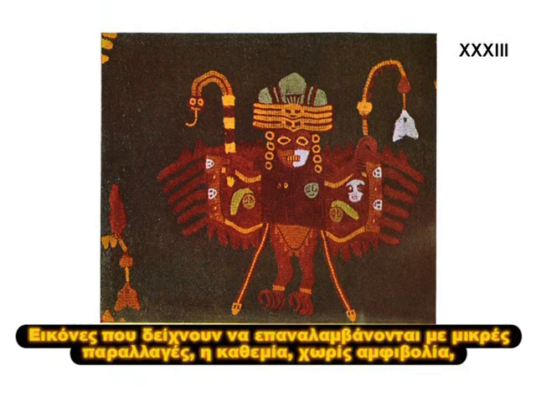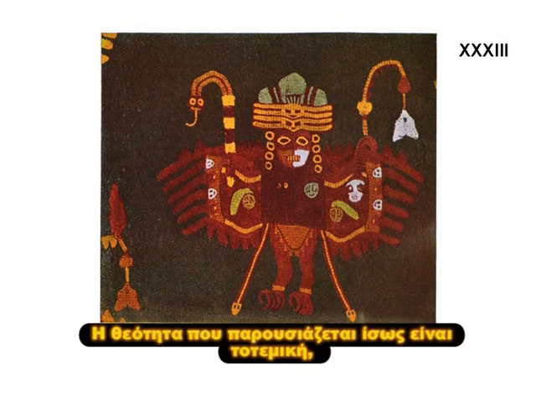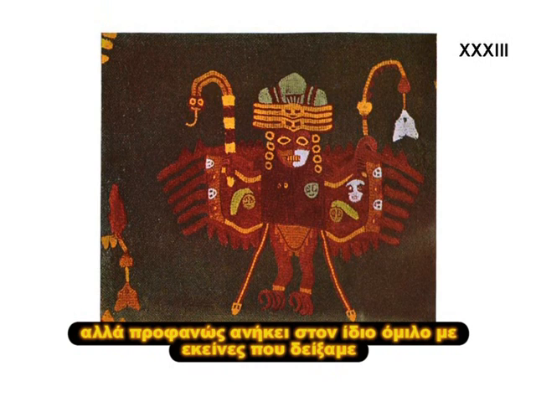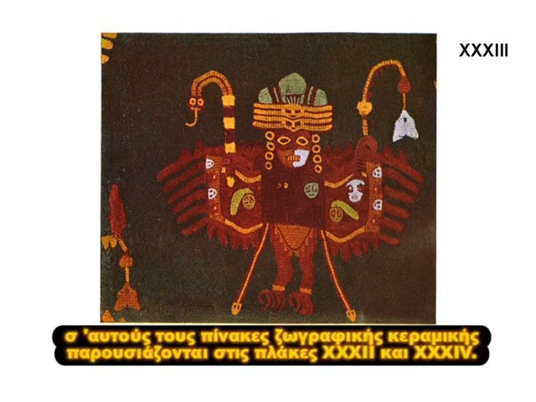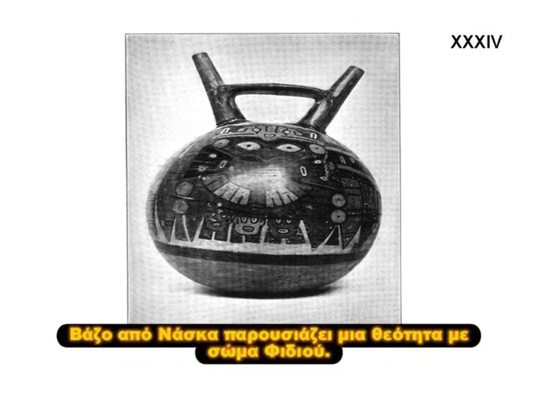Figures of the type here shown are repeated with minor variations, each, no doubt, of symbolic significance, in a checkered or all-over design. The deity represented may be totemic, but obviously belongs to the same group as those shown in such pottery paintings as are represented in plates 32 and 34. Plate 34. Vase from Nazca representing a deity with a serpentiform body.